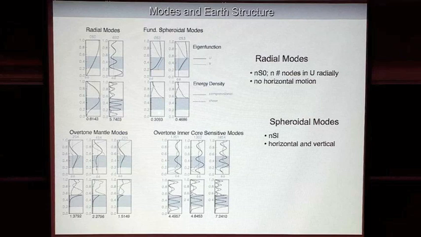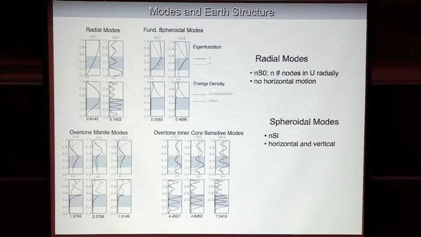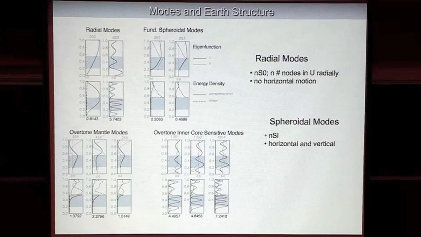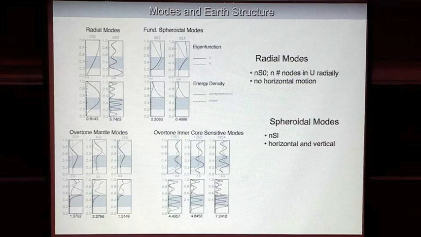Now in the energy density, we have to worry about compressional energy density as well as shear energy density. Of course, in the outer core, shear is always zero. And then we have the set of modes that actually have sensitivity in the inner core as well. So you see here, some of the modes even have sensitivity to shear velocity in the inner core, 13S1, for example. All right?